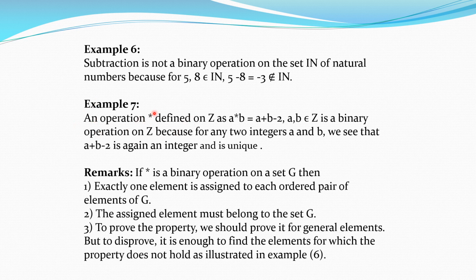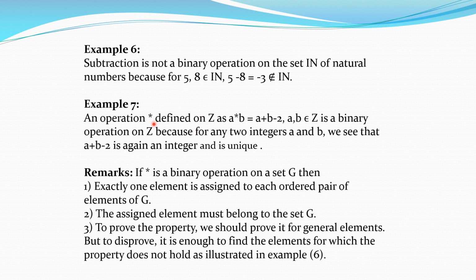Now see, here star is defined in quite a different way. An operation star defined on Z as A star B is A plus B minus 2, for A, B in Z, is again a binary operation on Z. First see what is the meaning of this binary operation. It is not our regular addition, subtraction, multiplication, division. Here star is defined as A star B is A plus B minus 2. For example, if I consider A as 3 and B as 4, then 3 star 4 will be 3 plus 4 minus 2. So it will be 7 minus 2, which is 5.